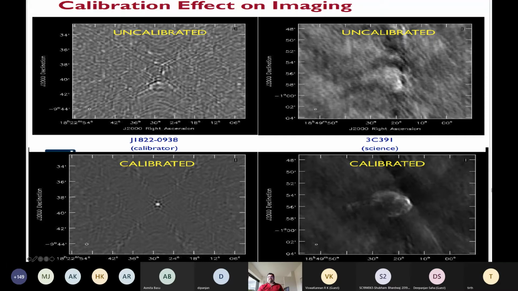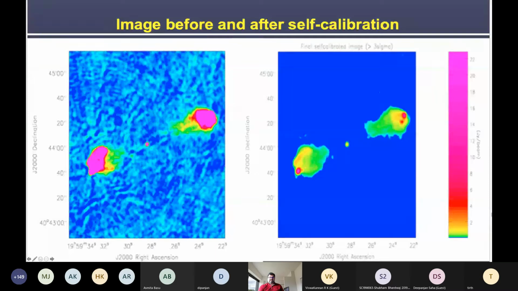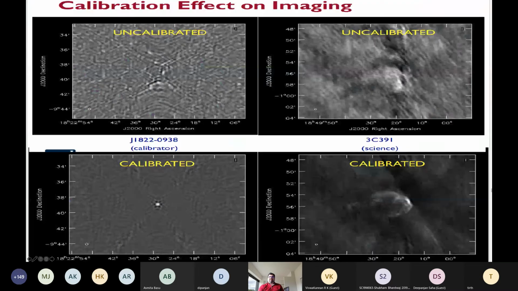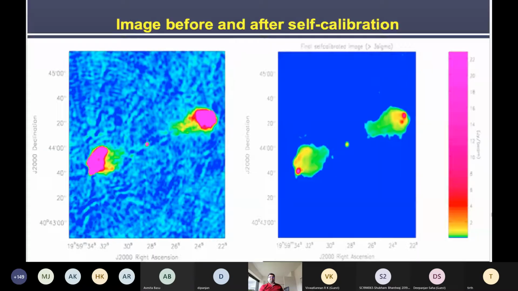It's the same thing if you're looking at a supernova, or an extended source in this particular case. So this is the uncalibrated image, and if you do calibration properly, you will see something better like this. These are all examples taken from the synthesis imaging workshop by NRAO. You can also visit the site and take a look at that.